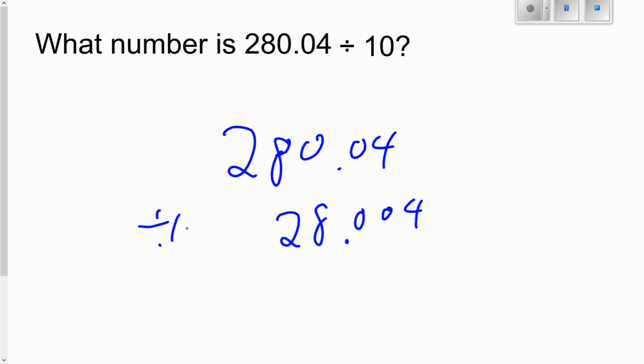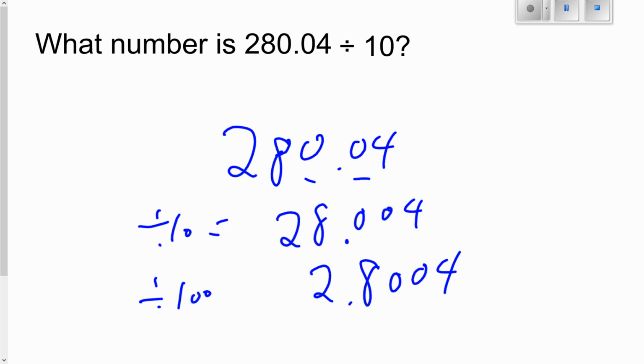That's divided by 10. If we're dividing by 100, everything would shift over 2 places. So the 2 would shift over to 1's place. 8004. A really important thing is don't lose track of these zeros here. They are important because they're in the middle of the number. Okay? You could do the same thing here if you wanted to also.